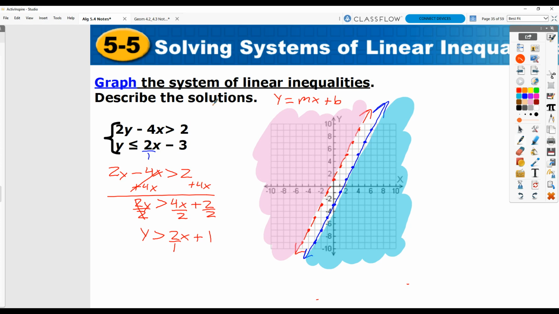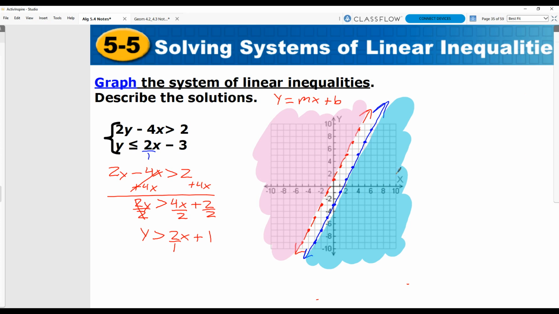The problem is we don't have any solutions because there's no spot where these two shaded regions overlapped. So this is a linear inequality that has no solutions. All right, we have no solutions to this here. All right, so that's what we would put down. There's no spot where those two areas crossed. All right, so sometimes you run into some of those.